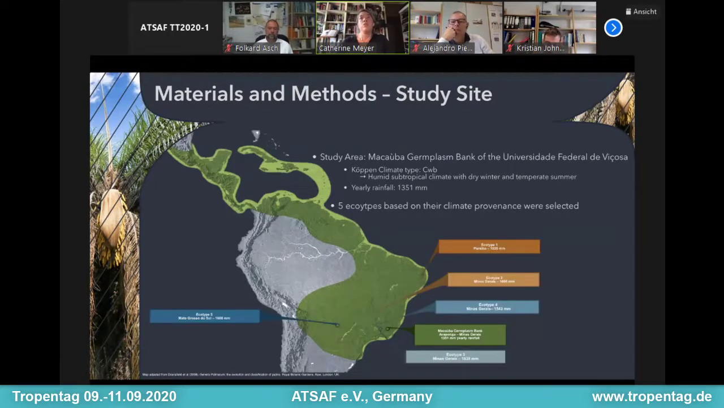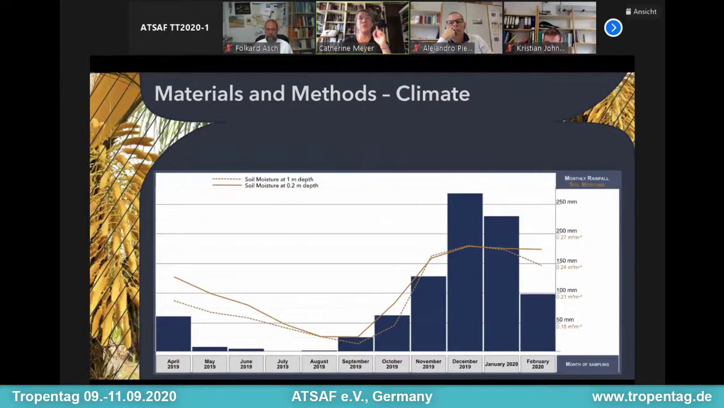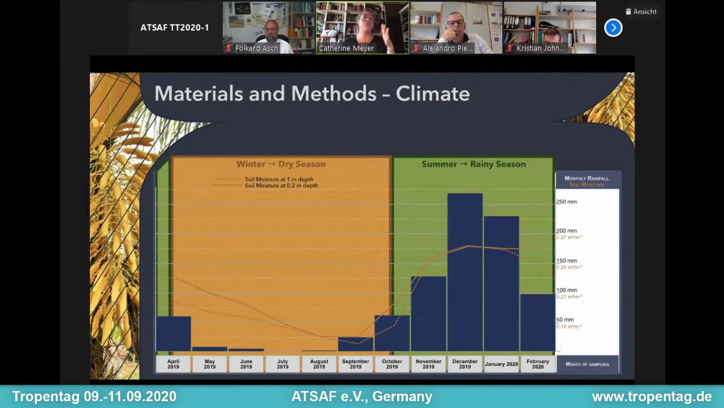Five ecotypes were selected based on the climatic provenance, all over from Brazil. As we are speaking of climate, here we see the rainfall and the soil moisture content during the first period of the study, which was from April 2019 to February 2020. And as we are in the southern hemisphere, the winter, which is the dry season, is from April to October, whereas the other half of the year is summer and the rainy season.